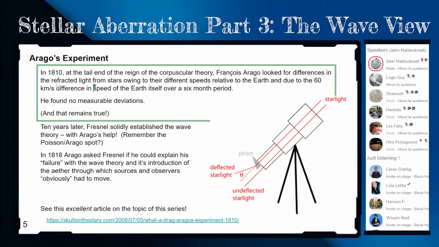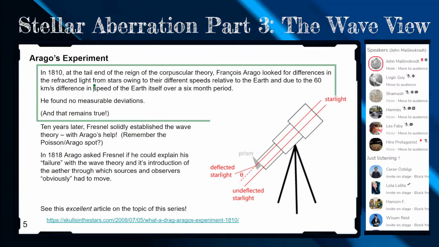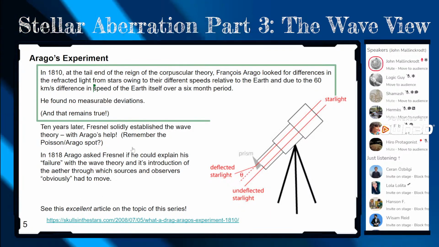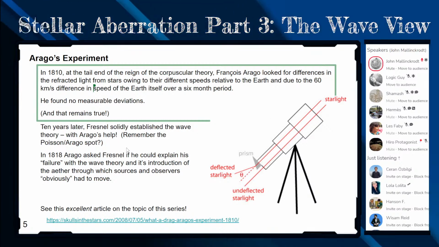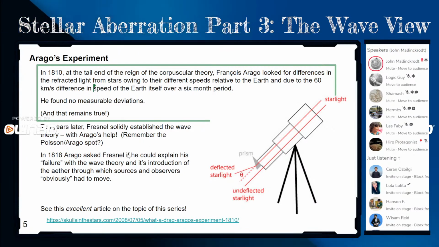And in 1810, he did an experiment looking for differences in the refracted light from stars owing to their different speeds. Newton had a really interesting theory of refraction that involved light speeding up when it entered a medium. This is something I didn't know until recently, but he had a very well thought out theory of refraction that involved light particles being attracted to matter and moving faster perpendicular to the surface when inside the medium than outside the medium.